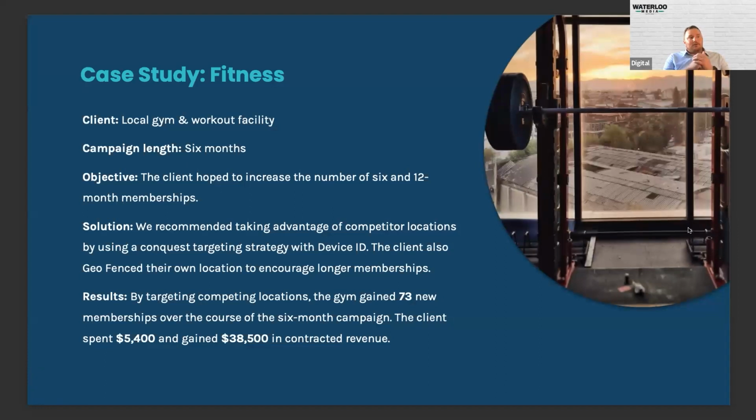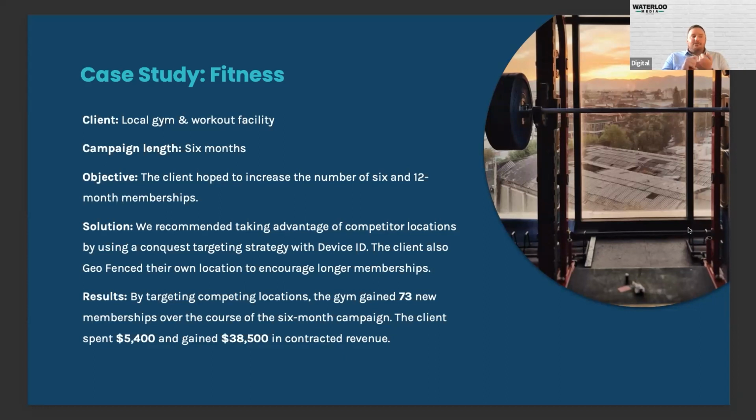And then lastly, we worked with a local gym and workout facility who really wanted to increase their 6 and 12-month memberships. This is where we recommended utilizing competitive targeting through device ID campaigns, and also to geofence their location to encourage their current members or their current lower tiered membership members to up their membership level.